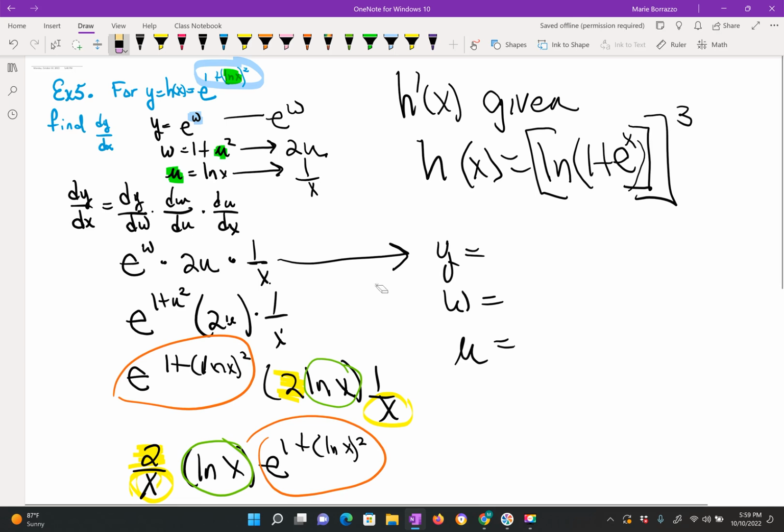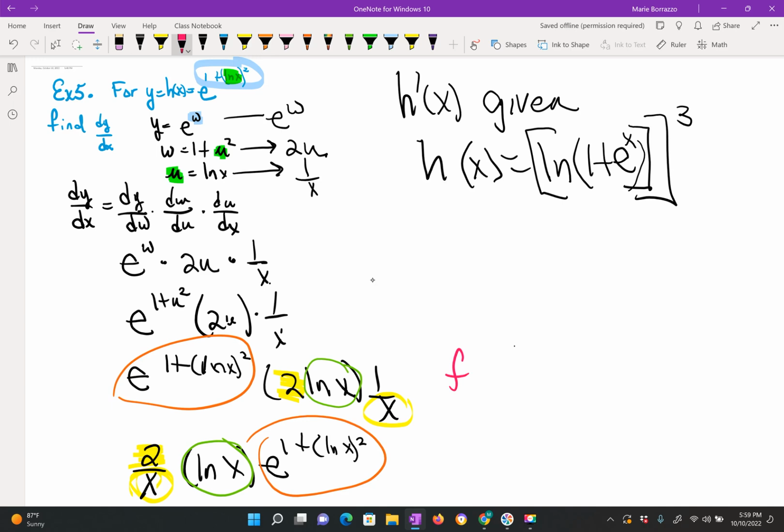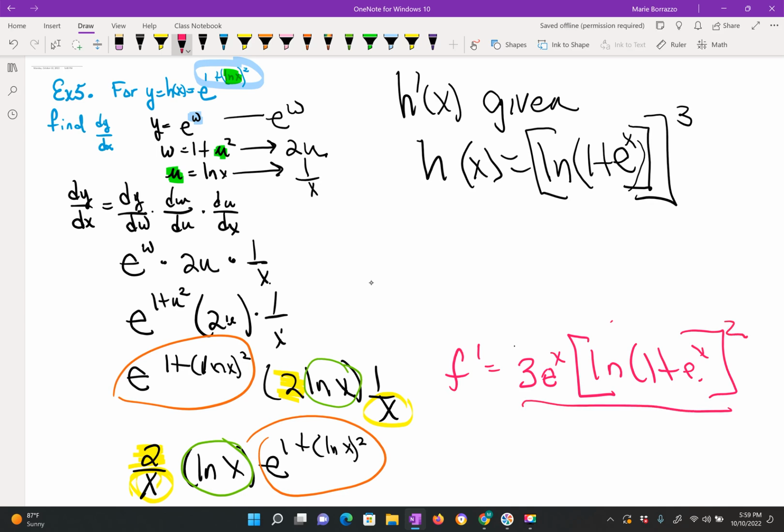Here, let me help you one more time. What if I said to you that the first derivative based on this should be 3e to the x, natural log of 1 plus e to the x, but this time squared, all over 1 plus e to the x. There you go. Where'd I get all that? Make the connection.